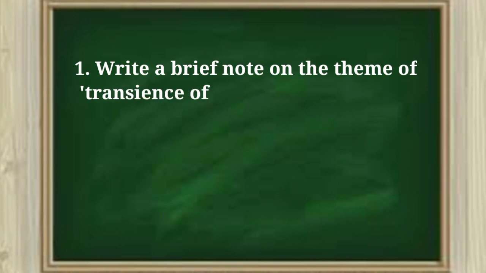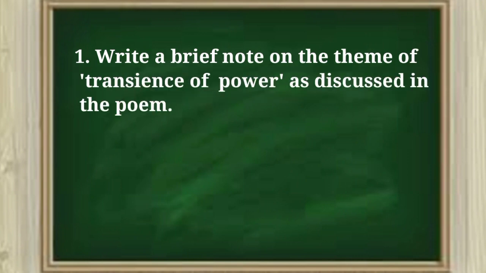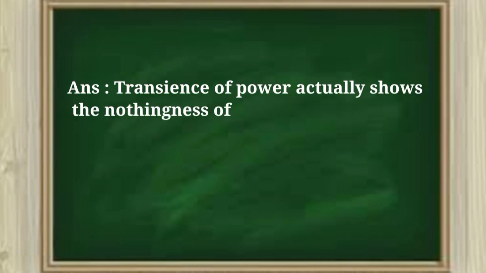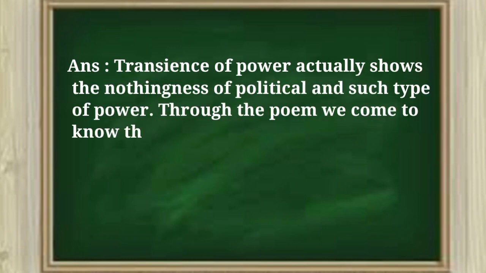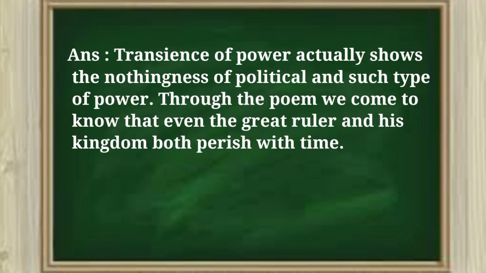C. Answer briefly in your own words. Number 1. Write a brief note on the theme of transience of power as discussed in the poem. Answer. Transience of power actually shows the nothingness of political and such a type of power. Through the poem, we come to know that even the great ruler and his kingdom both perish with time.